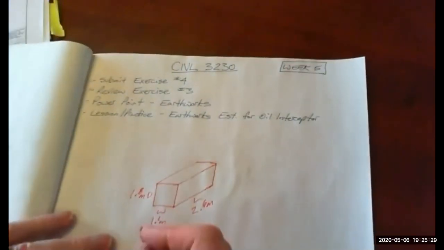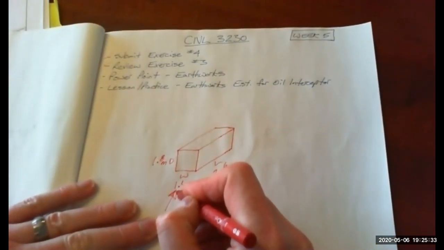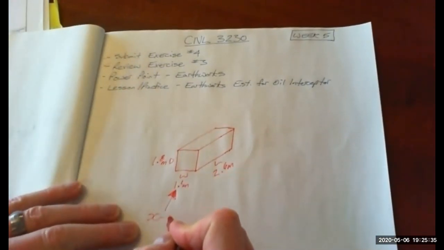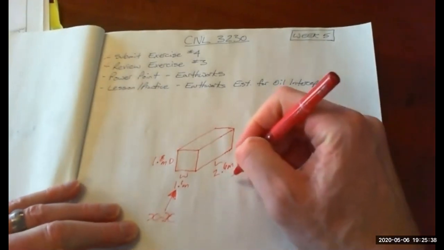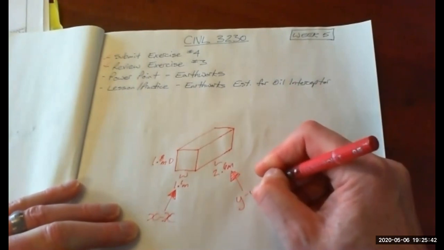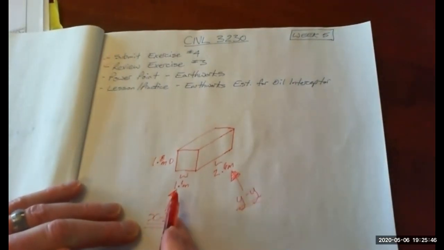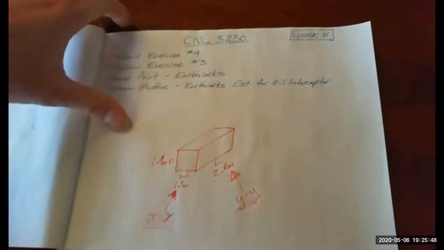So if we look, we'll say looking in this direction is going to be my X direction. Looking in that direction will be my Y direction. So we're going to do the X direction first.